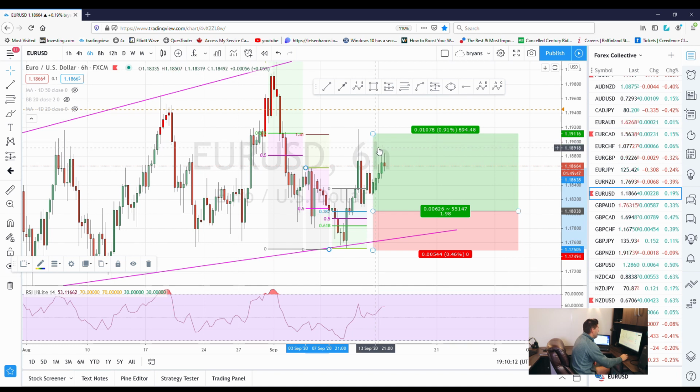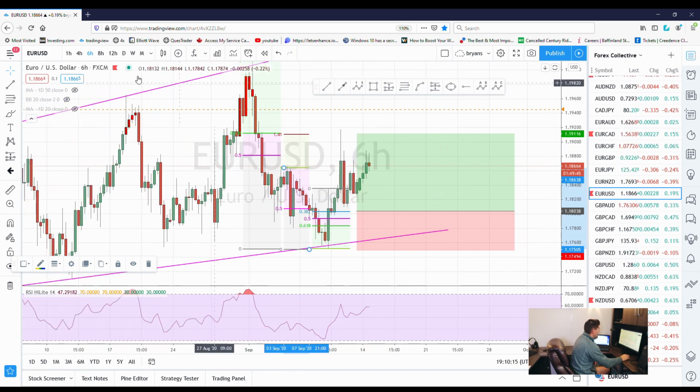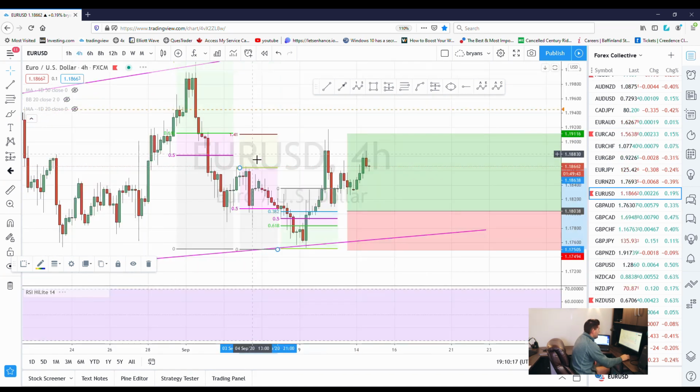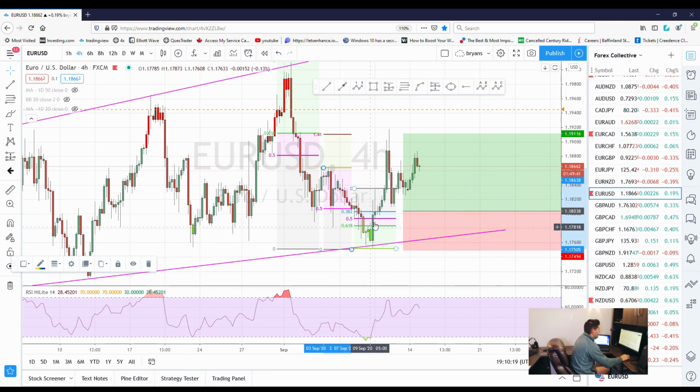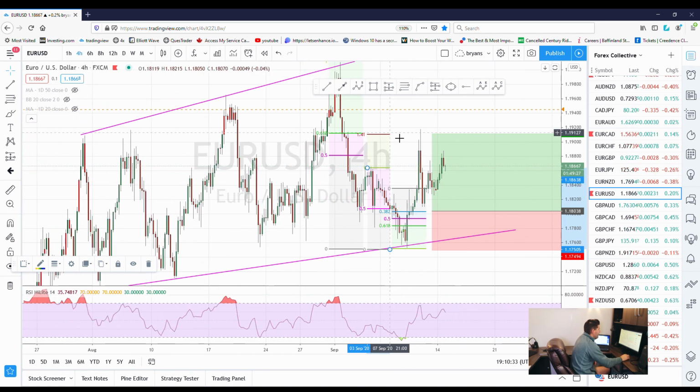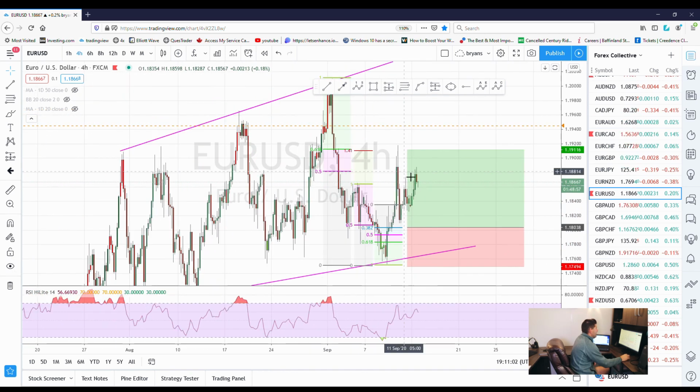So what happened? Price came down, triggered. As soon as it crosses this area, then I usually move my stop to break even, and then it went up and hit target. So following this strategy, it would have been a winning trade. So there we have it. Those are essentially my steps.